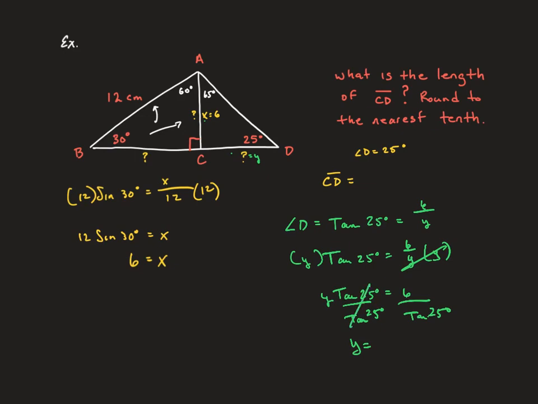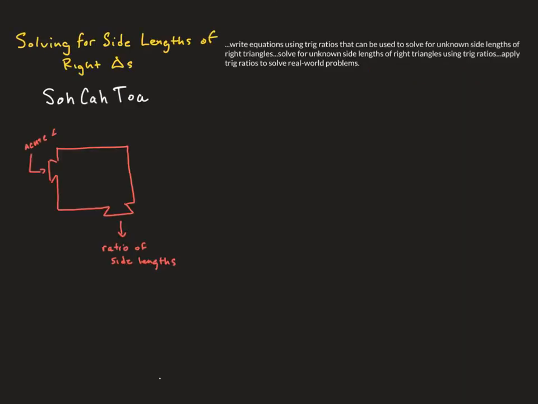So 6 divided by the tangent of 25 degrees is equal to 12.9. So it looks like CD right here is 12.9. So segment CD, it was equal to 12.86, but the question does say round to the nearest tenth, so it is equal to 12.9. There you have it. Solving for side lengths using my trigonometric ratios. And there you have writing those equations using those ratios.